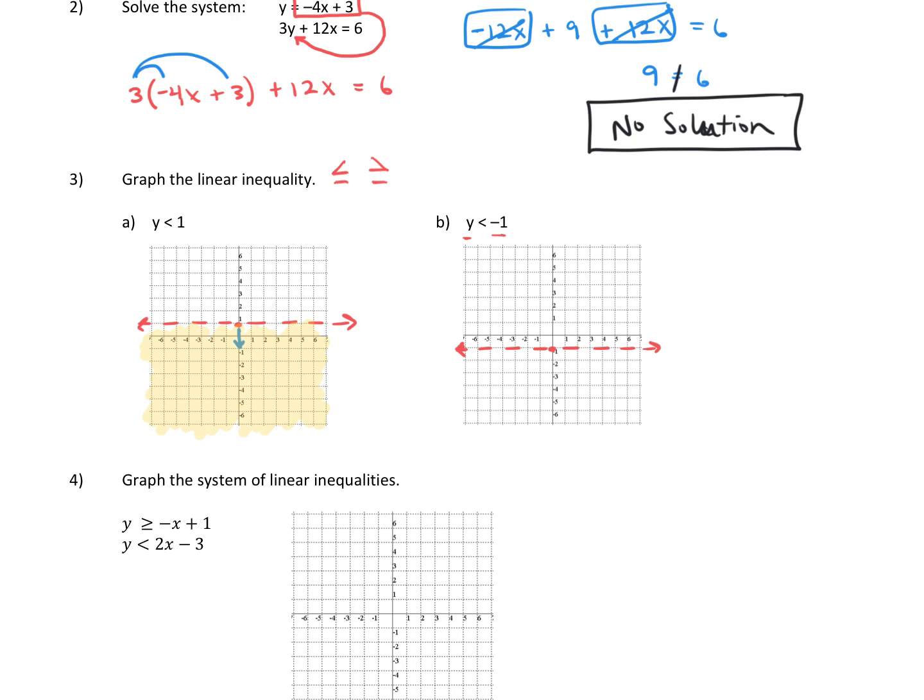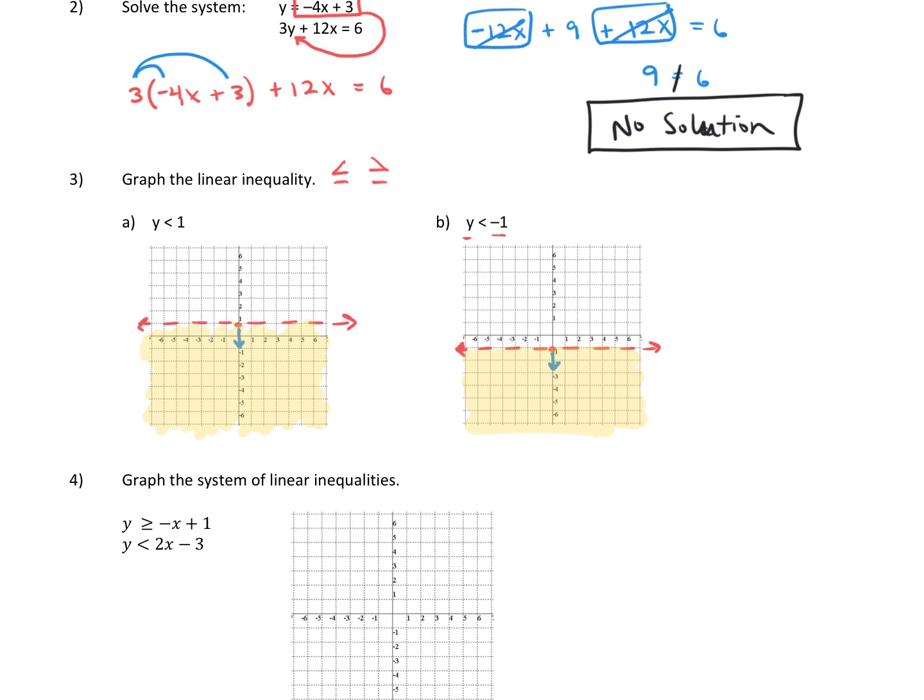And then our shading. Are we going to shade above the line or below the line? So when it says y is less than, go to your y-intercept, draw an arrow straight down. That's the side of the line that we're going to shade. These are all of the solutions. If that had said greater than, we would be shading above the line.